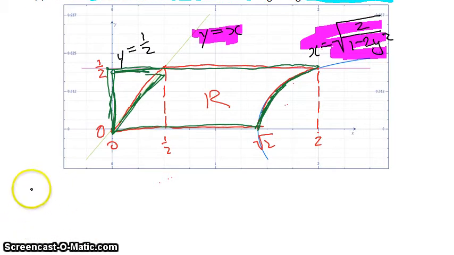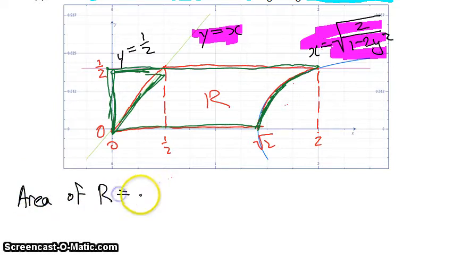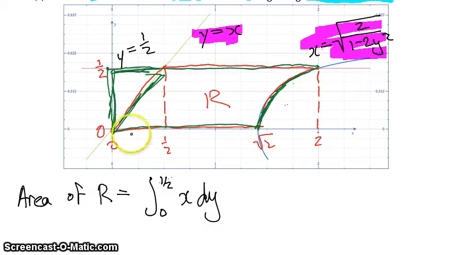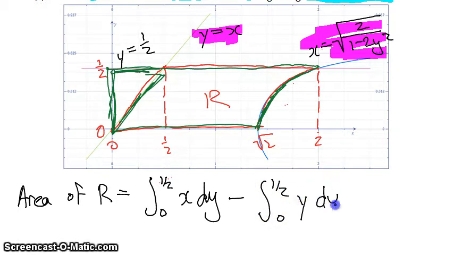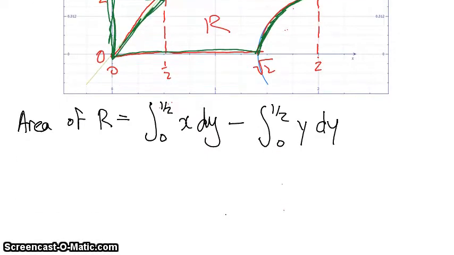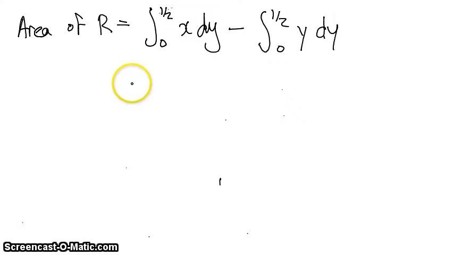So our area of R equals what? It equals the integral from 0 to a half of x, whatever this function x is, with respect to y, so integrating this function along the y-axis, and then subtract away the integral from 0 to a half of y equals x, so just y dy. So that's all it is, right? So let's have a go at that.